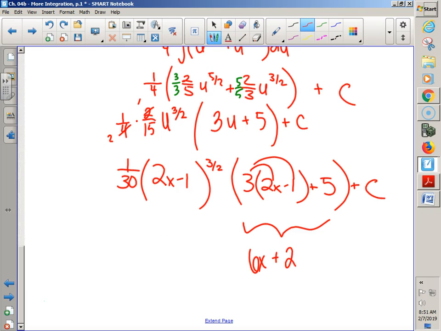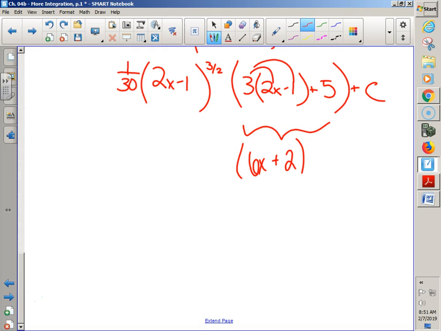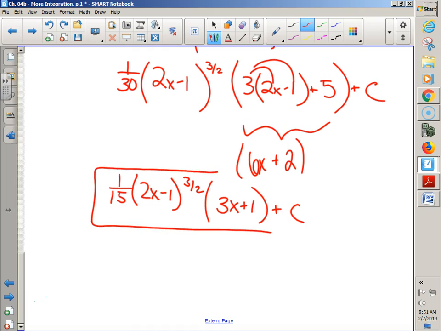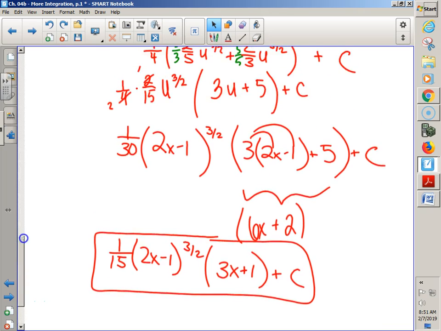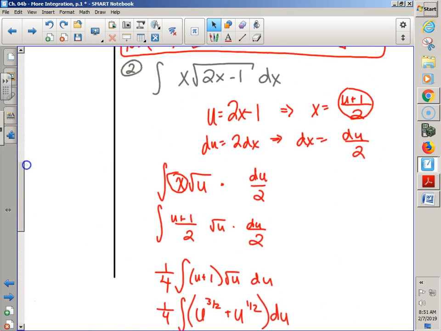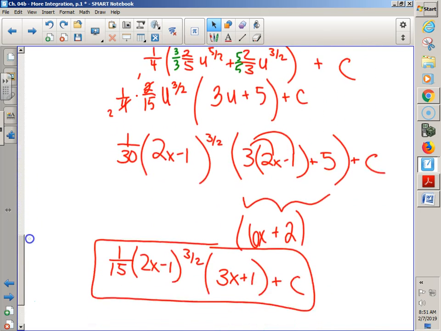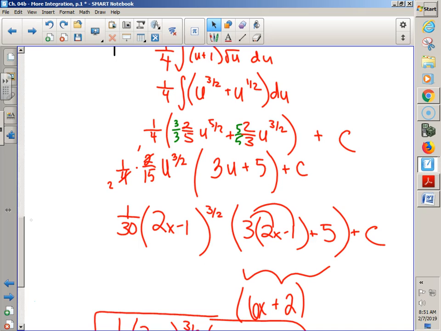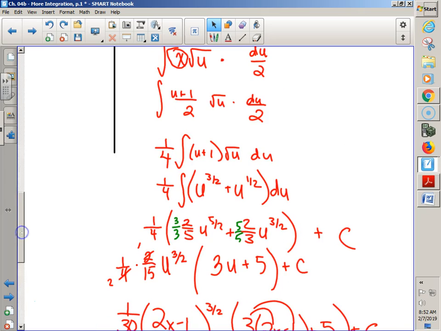Oh, I could pull out a 2. You're welcome. Let me go ahead and pull out a 2. So if I pull out a 2, that'd be 2 over 30. That'd be 1 over 15. I have my 2x minus 1 to the 3 halves. I pulled out a 2, so I have 3x plus 1 plus c. That would be the nice make it match multiple choice answer. That looks quite different, not only from the very beginning, but it also looks even quite different than that guy. But when you simplify, it ends up being a lot nicer.